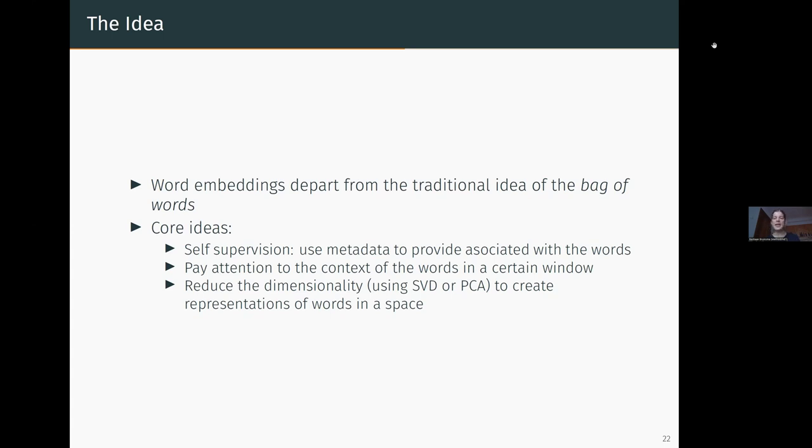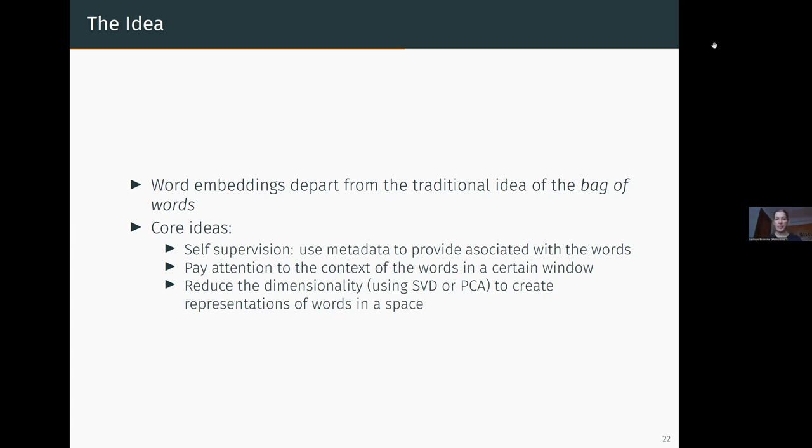It has basically 3 ideas in there. Basically, what we do is use something that's known as self-supervision, in which we use metadata that comes with a text to provide association with the words. The second thing we do, and the most crucial one, is that we pay attention to the context of words in a certain window. So we say the meaning of a word is decided by the company it keeps, right? The meaning of a word is decided by what words are around it. So the idea is that a word is embedded in a certain context. And when humans read a text, the meaning of a word is basically decided by the context it is in, right?